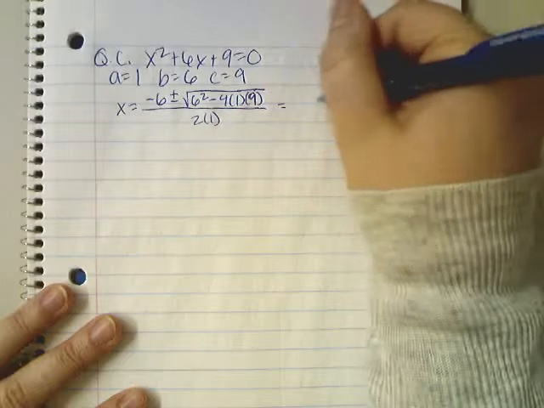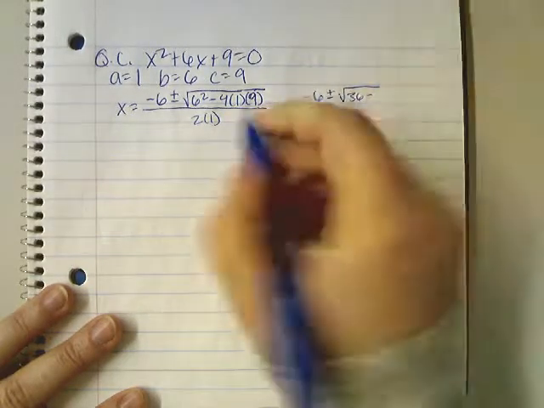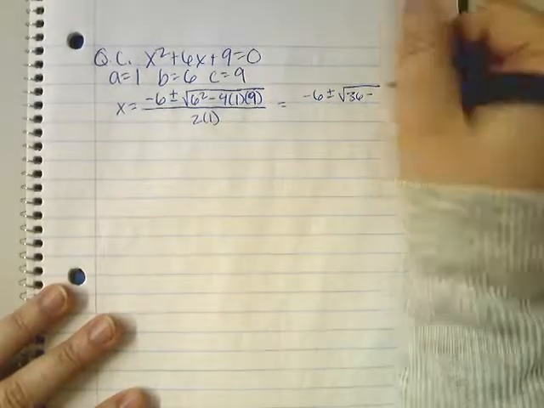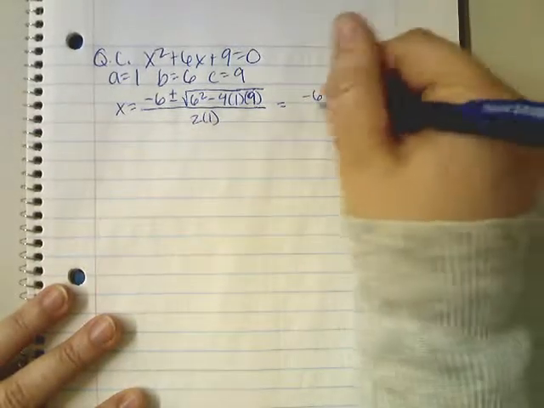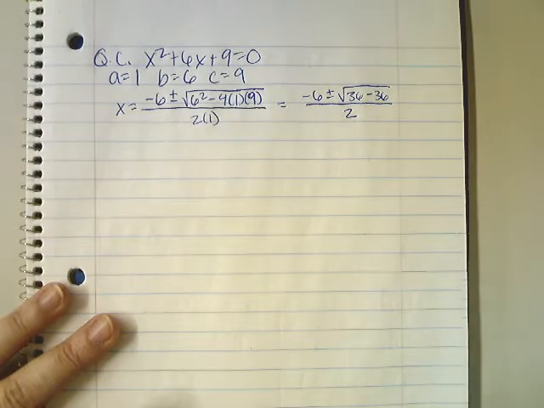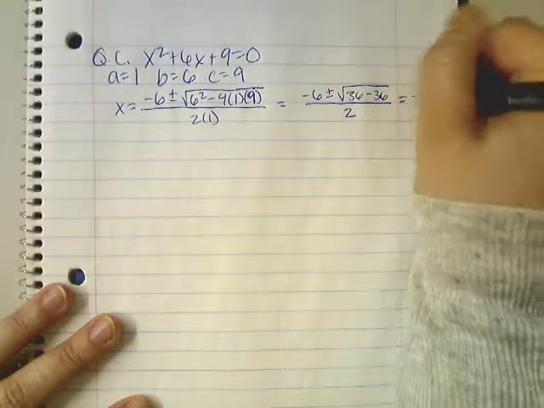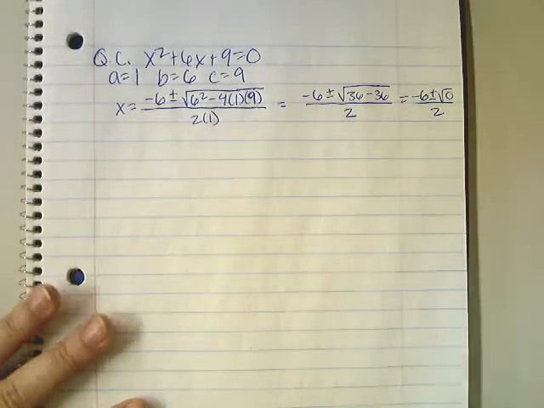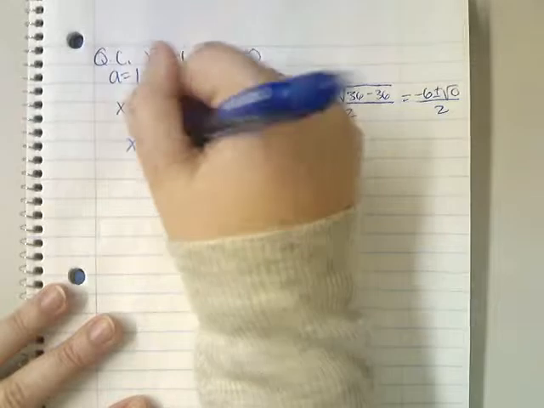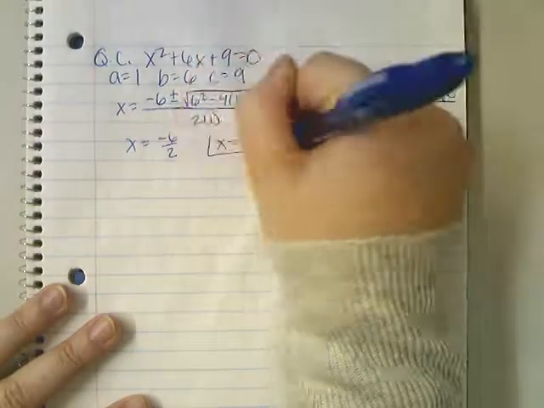If I simplify that, I get negative 6 plus or minus the square root of 36 minus 4 times 1 times 9. 4 times 9 is 36, all over 2. 36 minus 36 is actually just 0, so I have negative 6 plus or minus the square root of 0 over 2. Square root of 0 is just 0, so I end up with x is equal to negative 6 over 2. So x is just equal to negative 3.